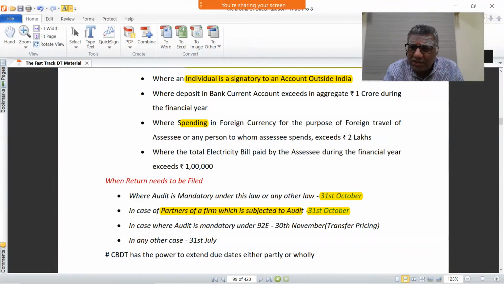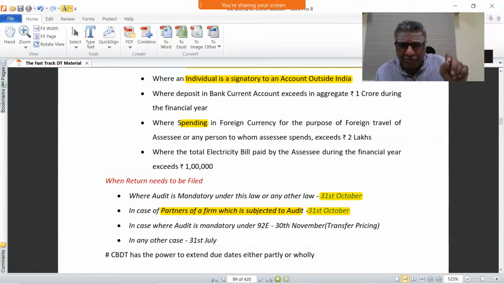We call this the due date and not the last date. What is the last date? 31st March, that is, one year from the end of the previous year, or the end of the assessment year. Whichever words you want, you can put it. That is the last date.